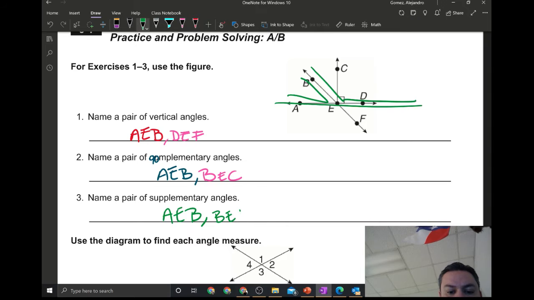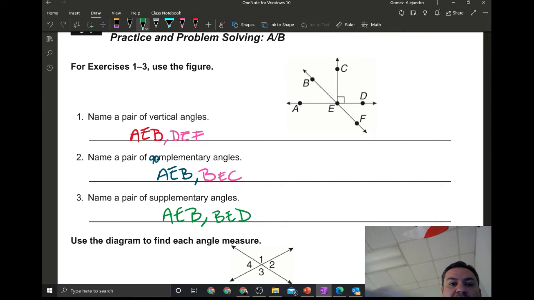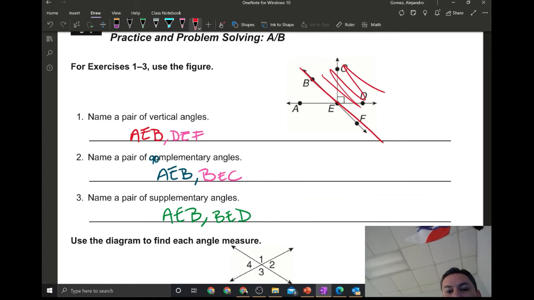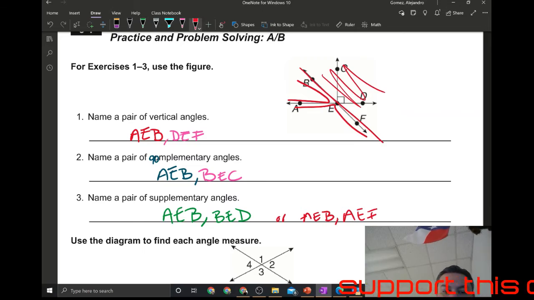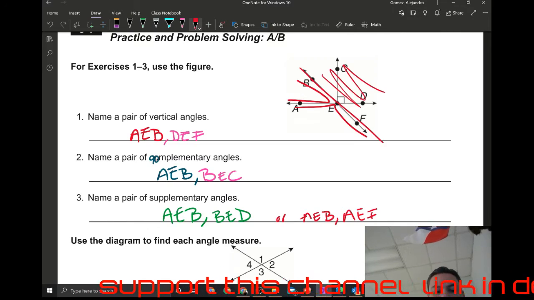If you took the other line to be your straight line, which you can, you can have AEB and the other one will be this one, AEF. And you have another set. I'm not going to go over that one; you can go ahead and find it. Again, the way you were supposed to do this, no spaces.